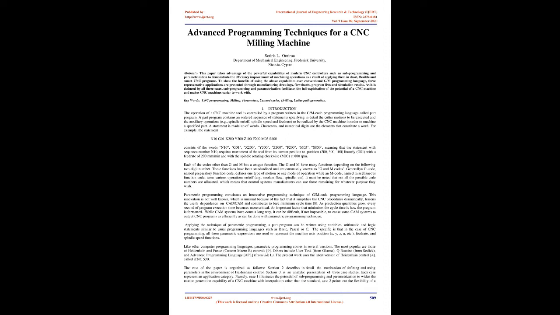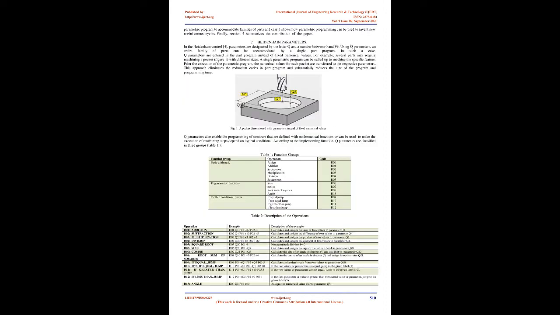To show the benefits of using the above capabilities over conventional G/M programming language, 3 representative applications are presented through manufacturing drawings, flowcharts, program lists, and simulation results. As it is deduced by all 3 cases, subprogramming and parametrization facilitates the full exploitation of the potential of a CNC machine and makes CNC machines easier to work with. Keywords: CNC programming, milling, parameters, CAN cycles, drilling, cutter path generation.